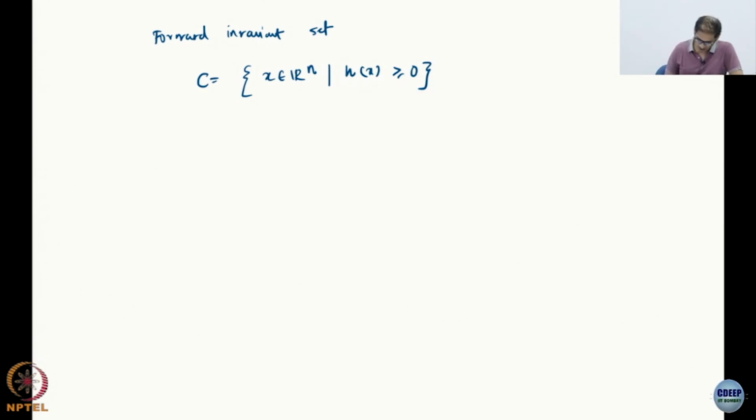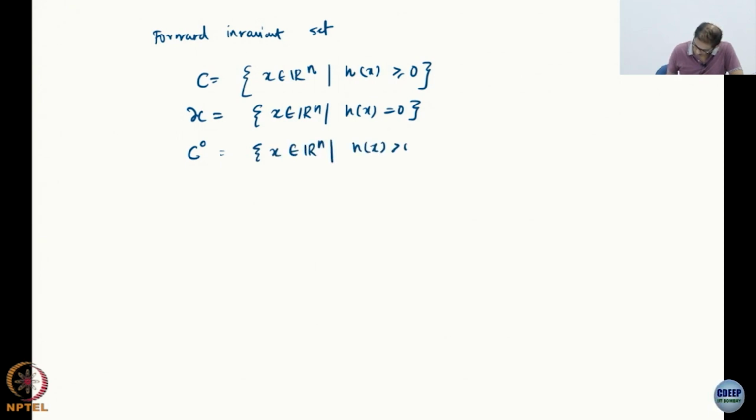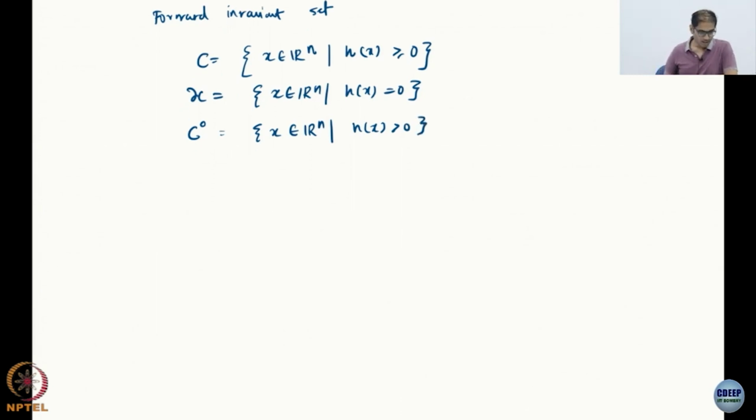that is the set C. The boundary, like I said, is basically where h(x) is exactly equal to 0, and then I have C naught. I would say the interior of C is the set of x in R^n where h(x) is strictly greater than 0. Okay, great.